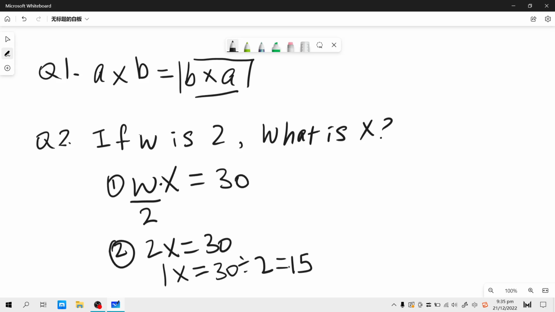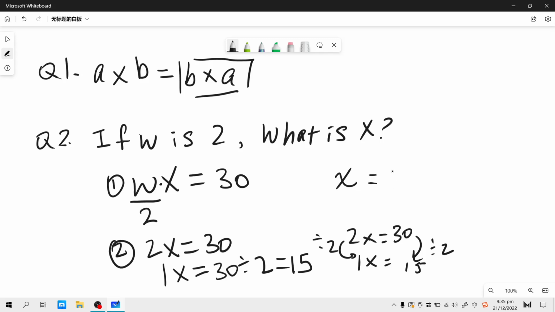Or there's another way of doing this step, which is like this. You write 2x equals to 30. You want this to be x, 1x. So you divide it by 2, and this you divide it by 2, which is 15. These two are literally the same thing, but you just don't have to waste your time writing the times and divide by 2. So our answer for this question is x equals to 15. That's our answer for question 2.